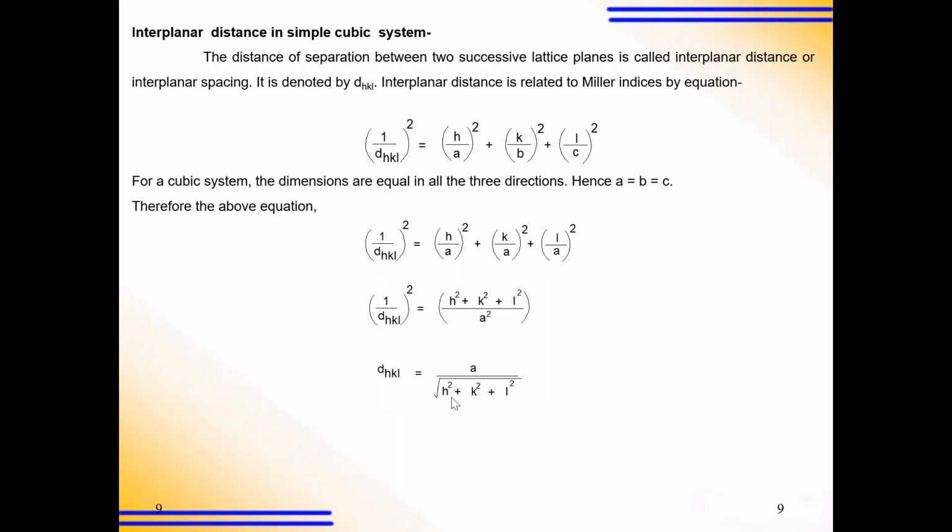So this hkl, suppose h is 1, k is 1 and l is 1, then here we get 1 square plus 1 square plus 1 square. Then the total will be a upon root of 1 square plus 1 square plus 1 square, which is 3. So root 3, so a upon root 3. So this is the value of the interplanar distance of this Miller indices.